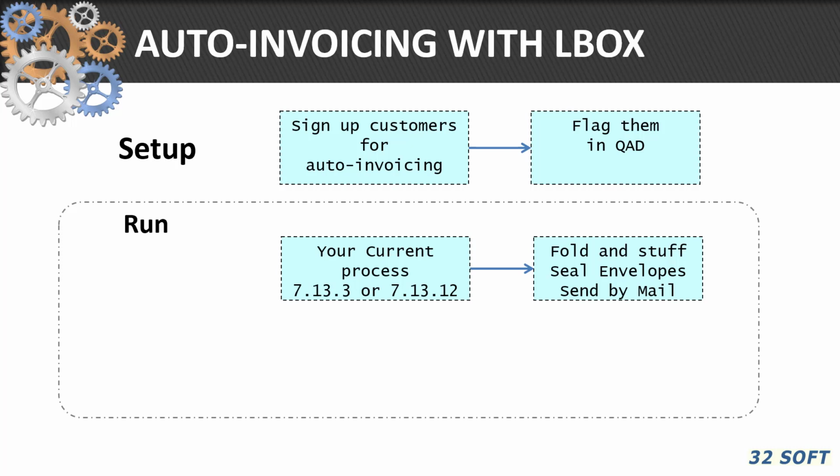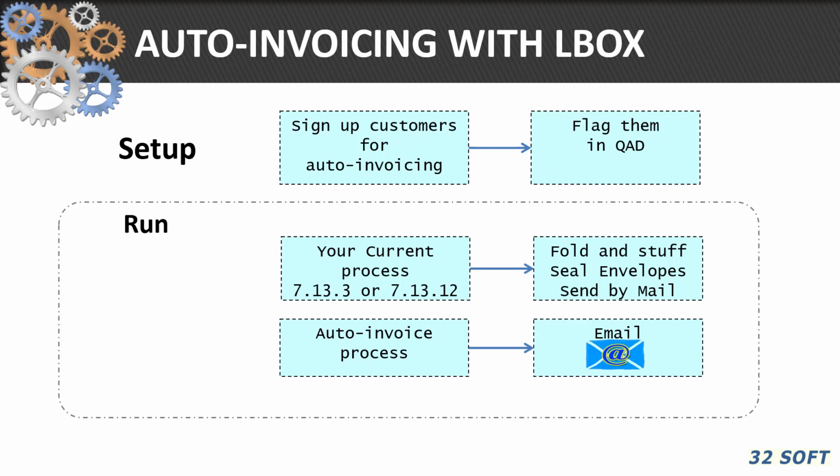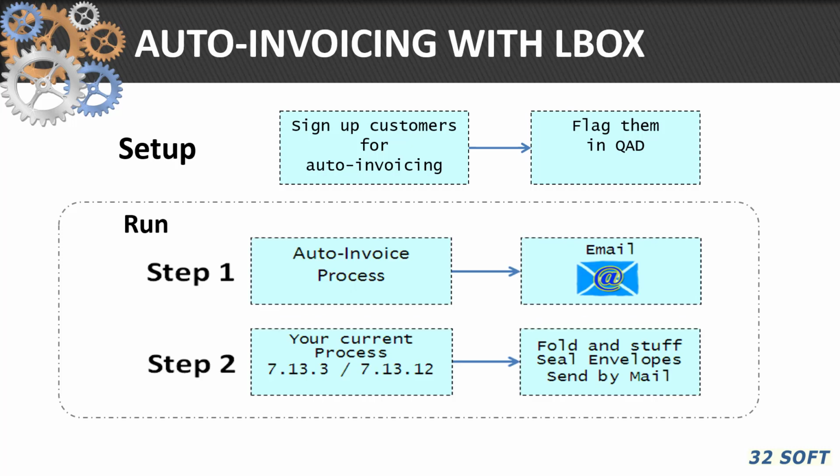But with the auto invoice set up, emails will be generated with the attachment and sent to the email addresses specified, and only those addresses. You still have the option to continue the manual process should any recipient opt out of the automated process. So now, your step 1 is the auto invoice process that generates an email, and your step 2, if needed, is your former process.